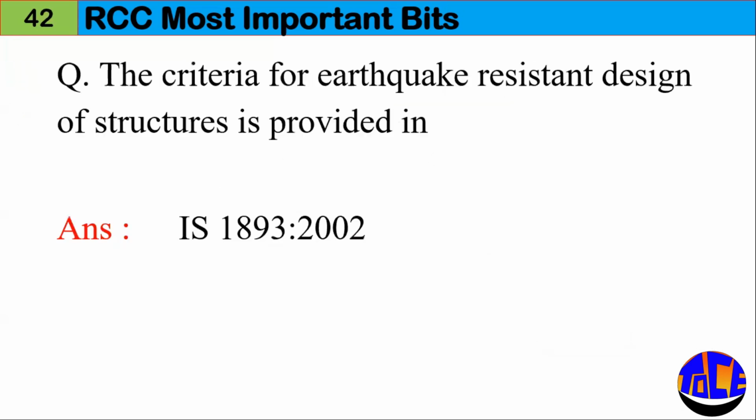Question number 42. The criteria for earthquake resistant design of structures is provided in IS 1893-2002. IS 1893-2002 is for earthquake resistant design.